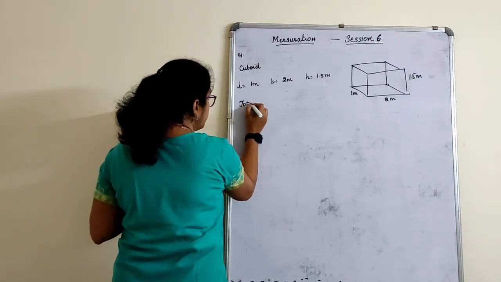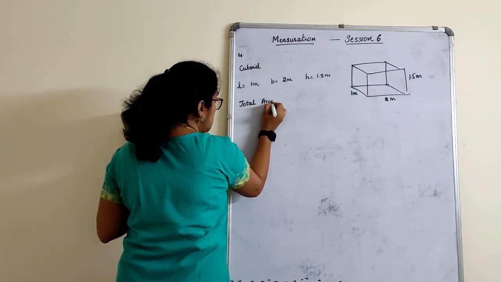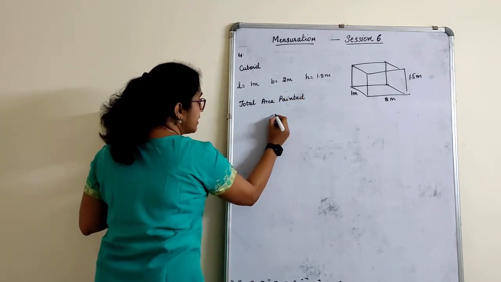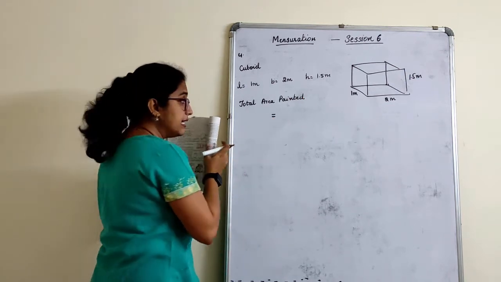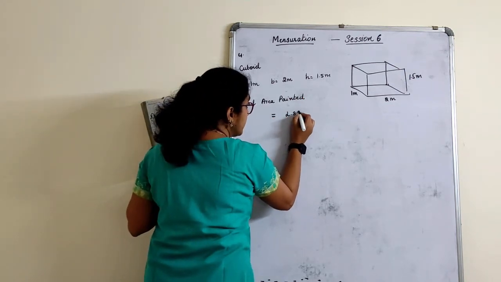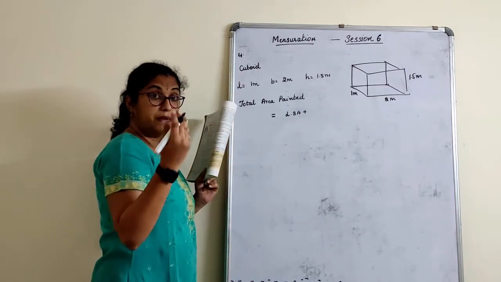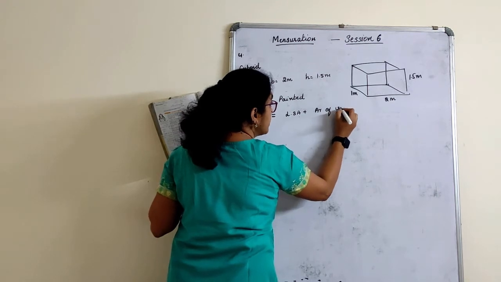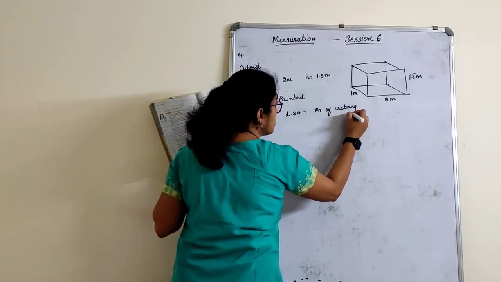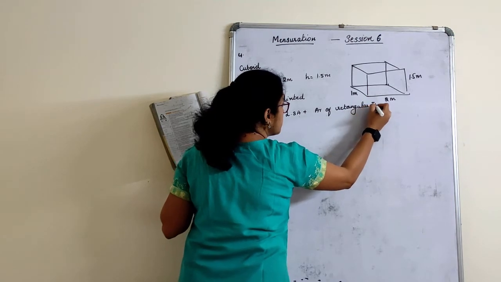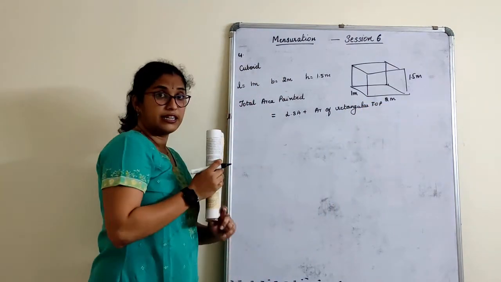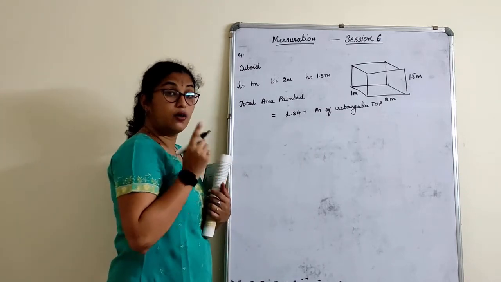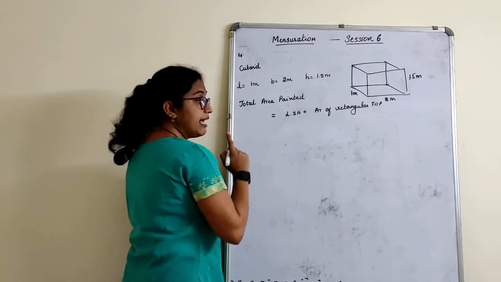Total area painted is equal to, she painted LSA, the 4 walls, plus she painted the top. What is top? Area of rectangular top. Of course, it's a rectangle only. This is one way to do, children. In case if you don't want to do it like this, another way we can do, total area painted.